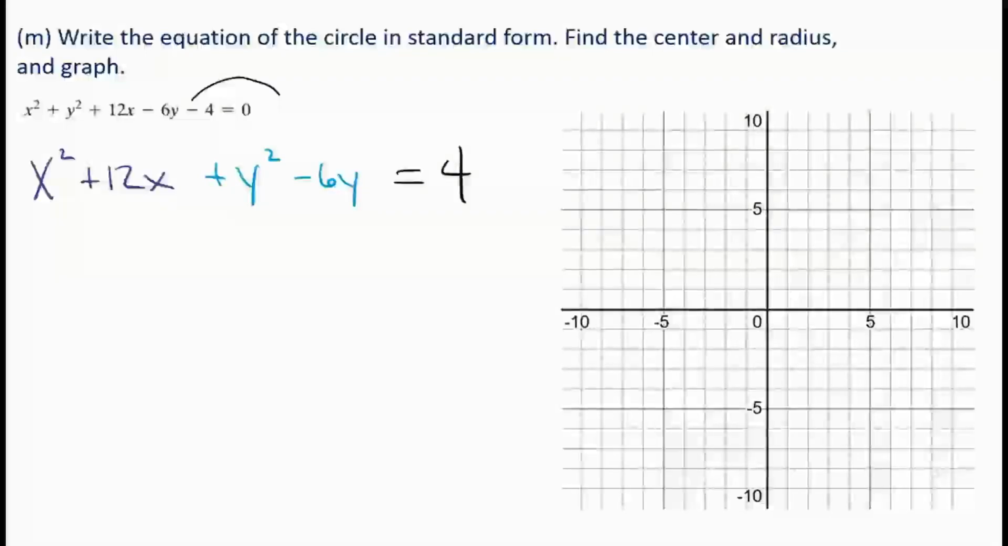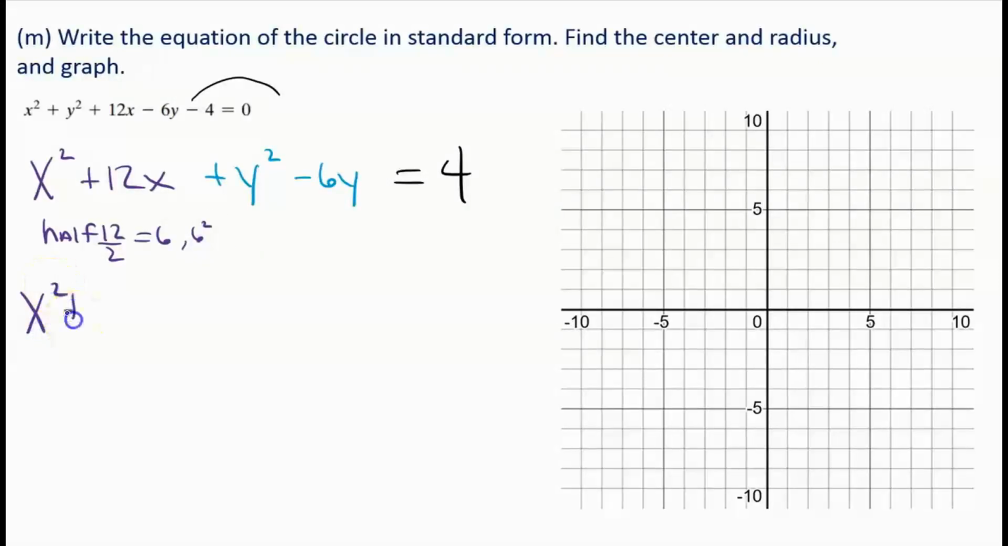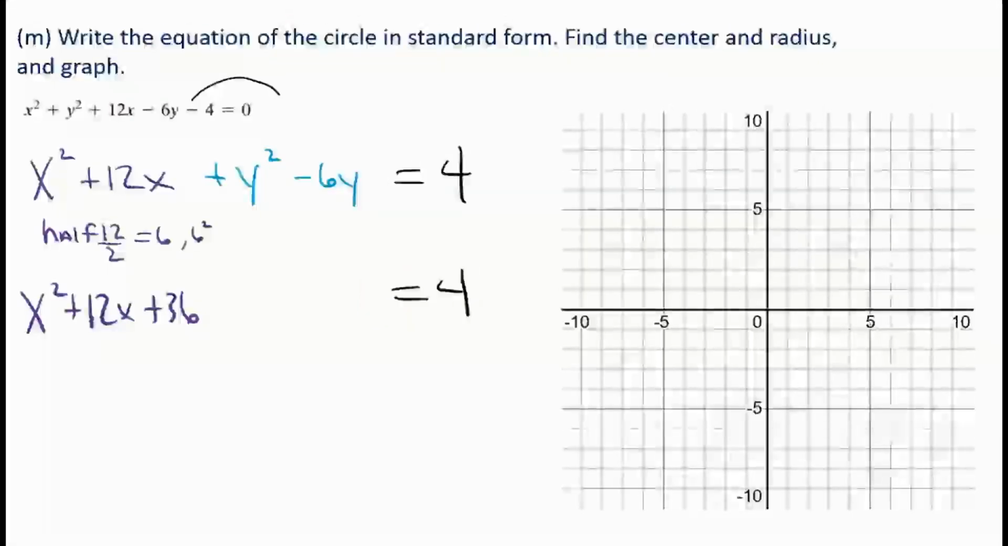I'm going to go back to purple to work just on my x's. Remember, we're supposed to take half of 12. So that's 12 over 2, which is 6, and then square it. So 6 squared is 36. So I have x squared plus 12x plus 36. Now, y'all, if I add 36, I have to add 36 on the other side too. So there's already a 4 over there, but now I've got to add 36 over there. So this 36 and this 36 keeps it balanced.